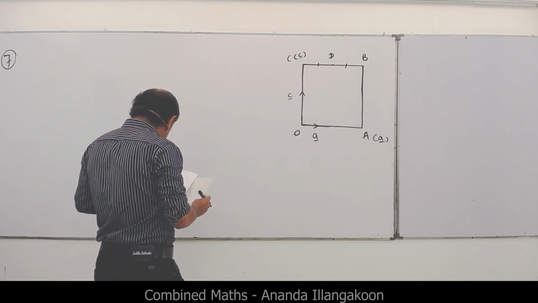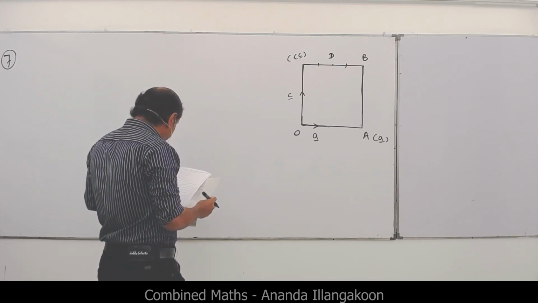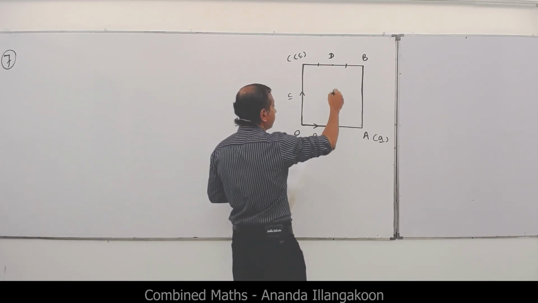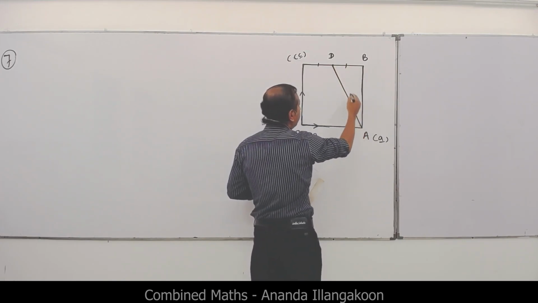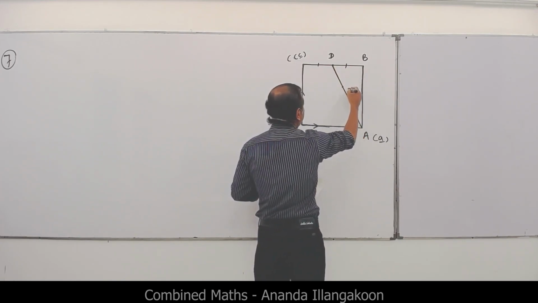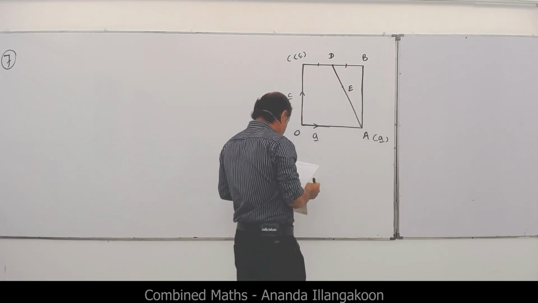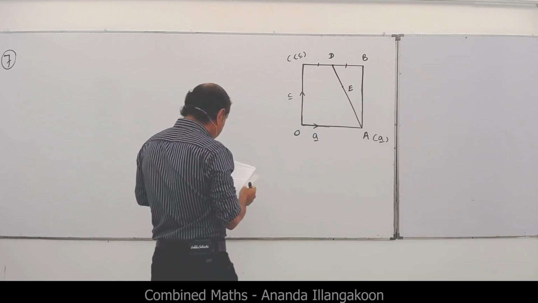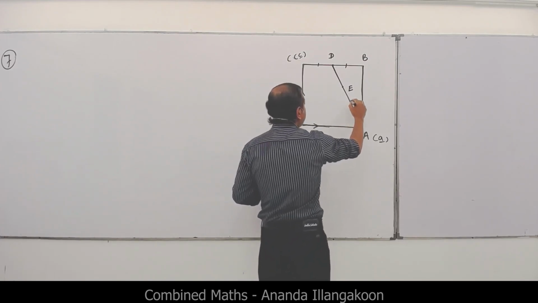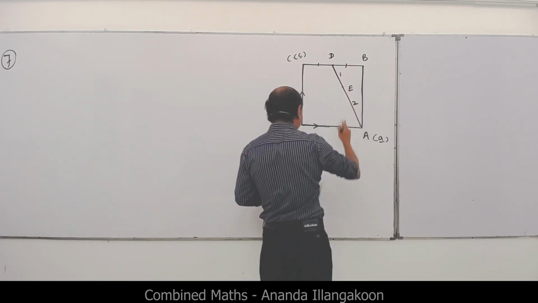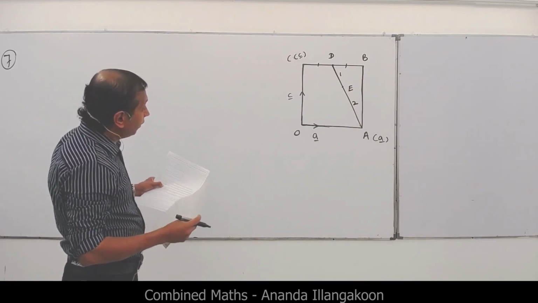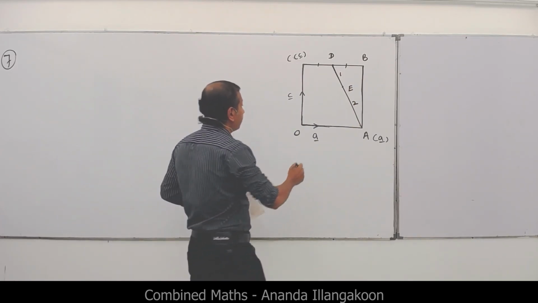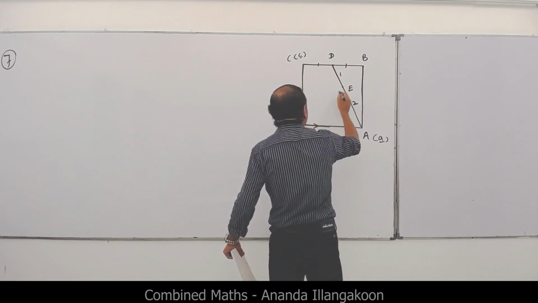And E is a point on AD. AD is here, right? It's a point on AD such that AE:ED is 2:1. This is 2, this is 1. Find the position vectors of the points D and E. Position vector of point D and E, right?